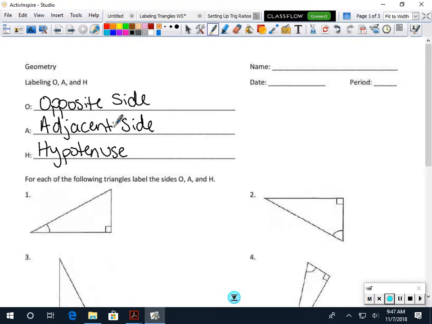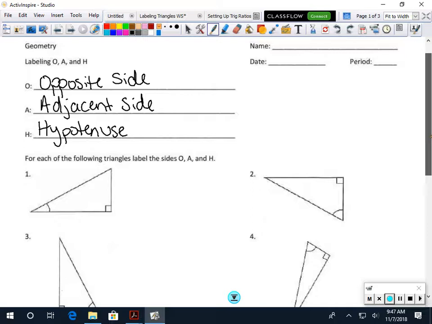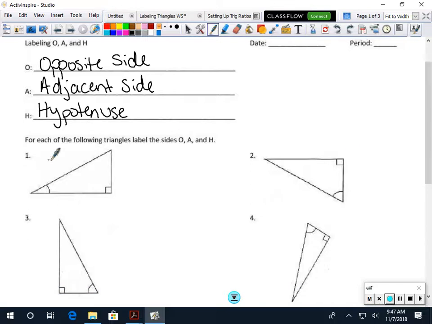Okay, O and A move depending on what angle we're using in the problem, but H never changes. It stays the same for each problem. So looking at number one here, we're going to label the sides O, A, and H. This mark down here in this angle tells us this is our starting point. So I'm going to draw a little stick man to represent where we're looking from for these problems.